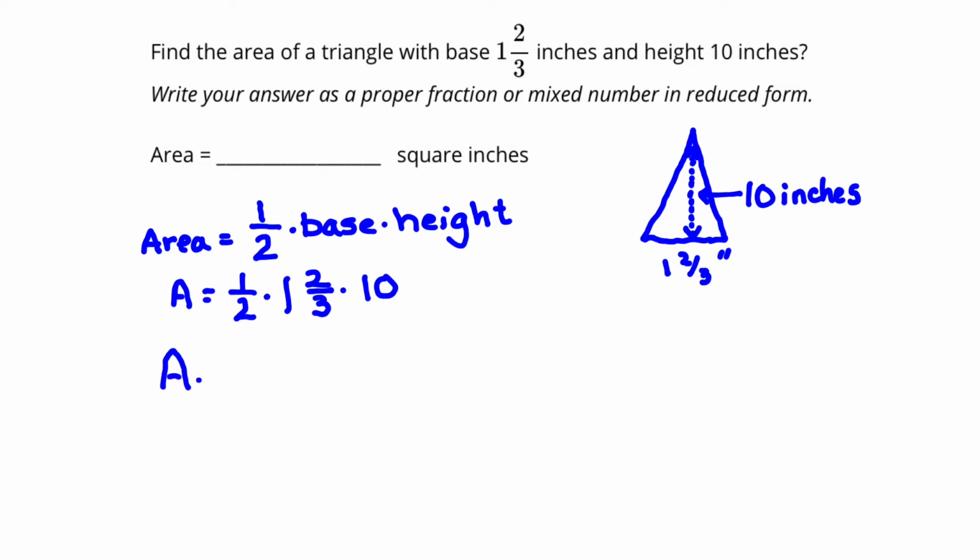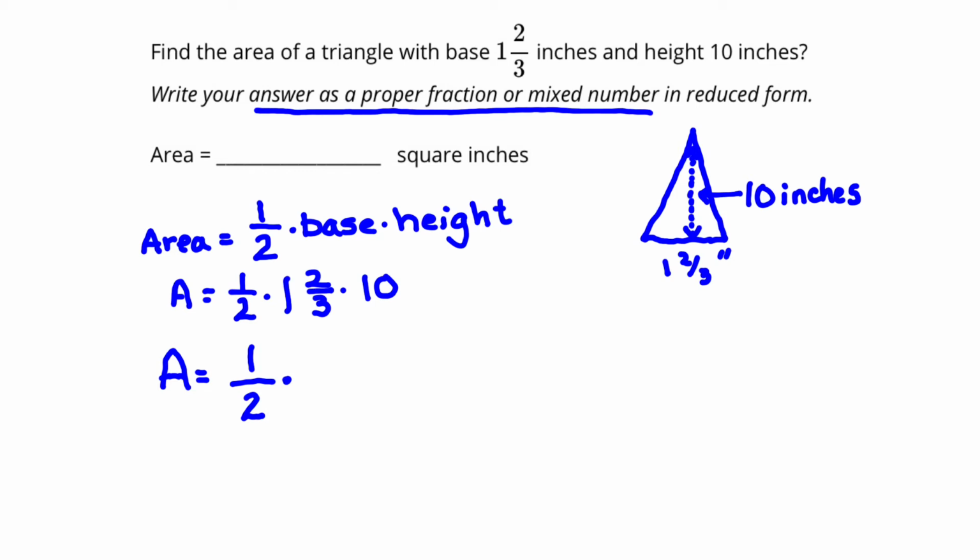Well, in order to find the area, I can either convert everything into decimals and get an approximation, or I can look at the problem and notice that it says I want to have an answer written in fraction form. That is, either as a proper fraction or a mixed number. And if that's the case, then I don't want to use my calculator. I want to actually do this out by hand. So the first step is I need to convert each of these factors and rewrite them as a fraction. 1/2 is already a fraction.